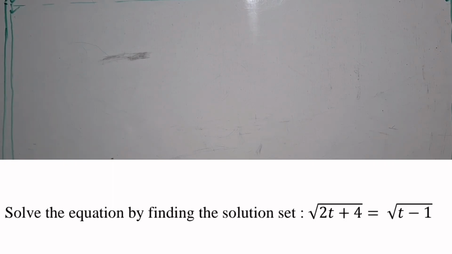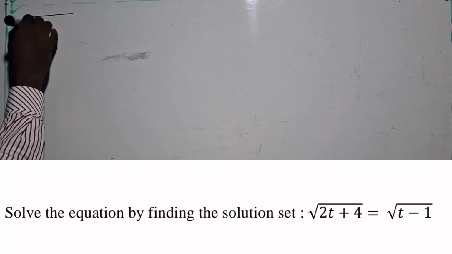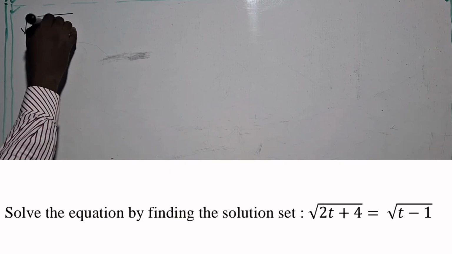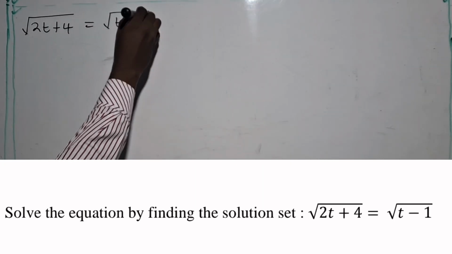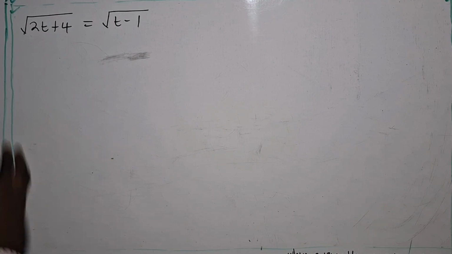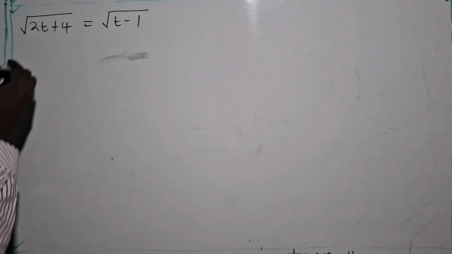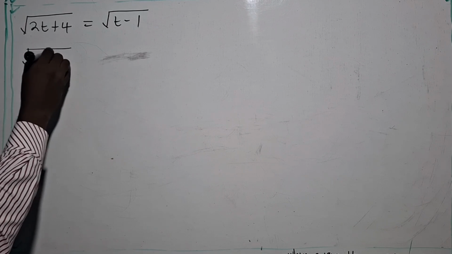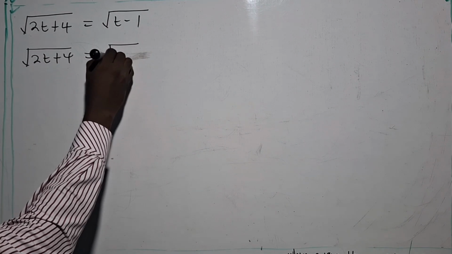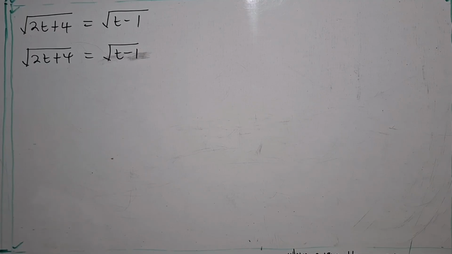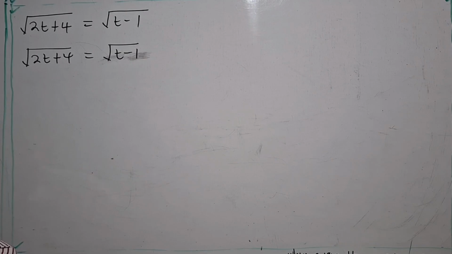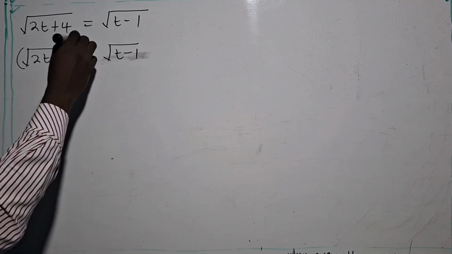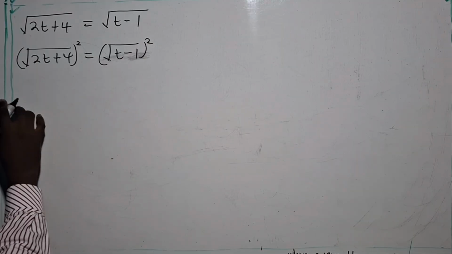So the question says, solve the equation by finding the solution set of the square root of 2t plus 4 equal to t minus 1. So the radical has been isolated already. So what we can do here is to square both sides. Yes, we have to square both sides.